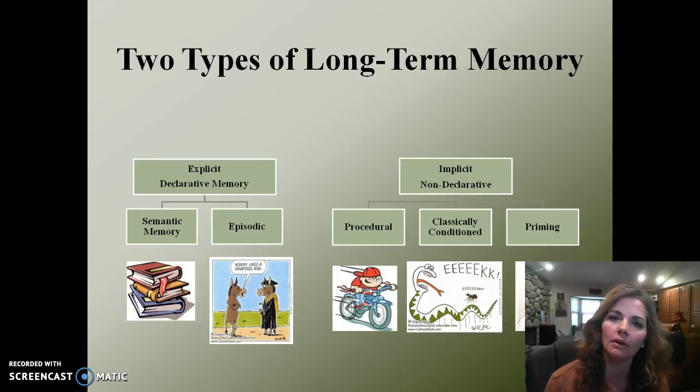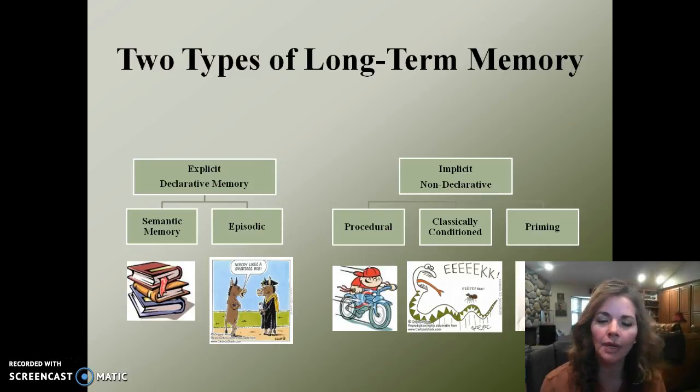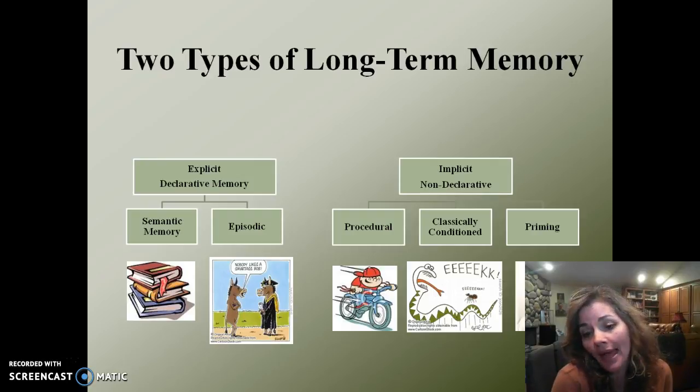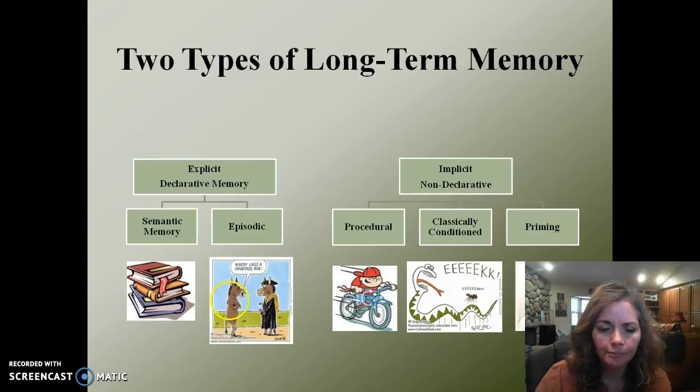I remember this. I remember when my child was born. I remember when I graduated from college. I remember when I got my first job. I remember all of these things. I remember when I met my husband. I remember all these things. And that's the episodes of our lives.